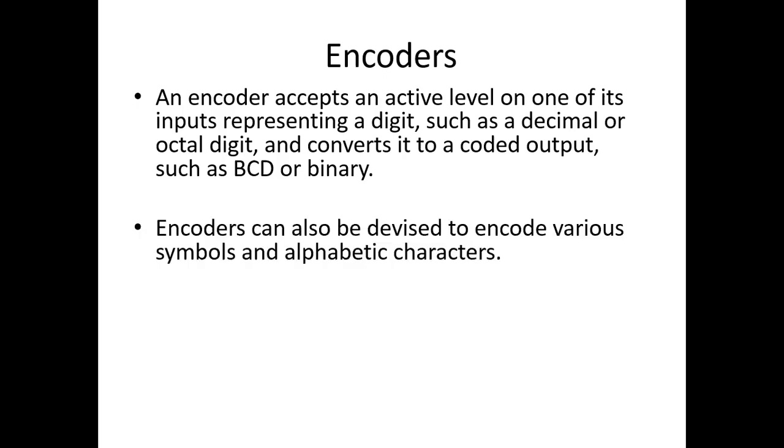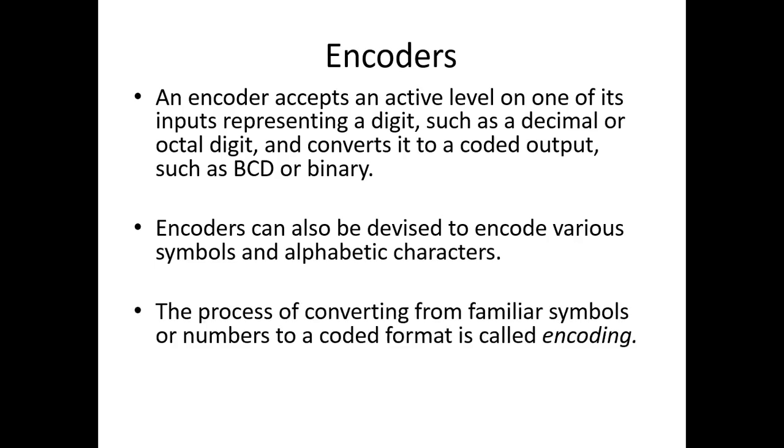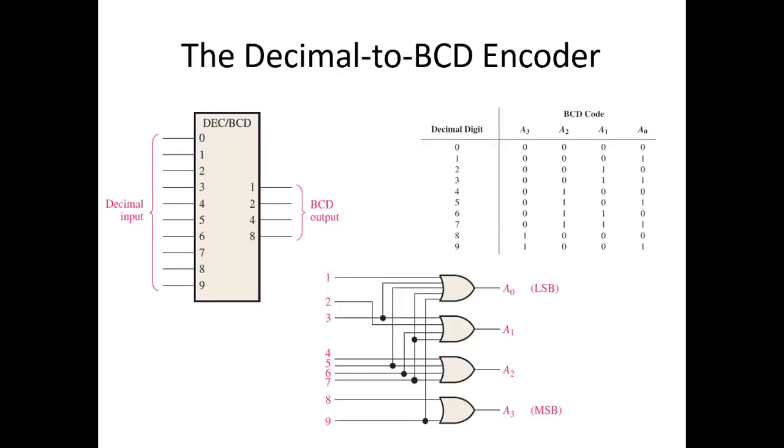Encoders can also be devised to encode various symbols. For example, we have encoders that can encode alphanumeric and numeric characters. The process of converting from familiar symbols or numbers to a coded format is called encoding. Shown here is a decimal to BCD encoder. It can convert from a decimal digit to BCD code.